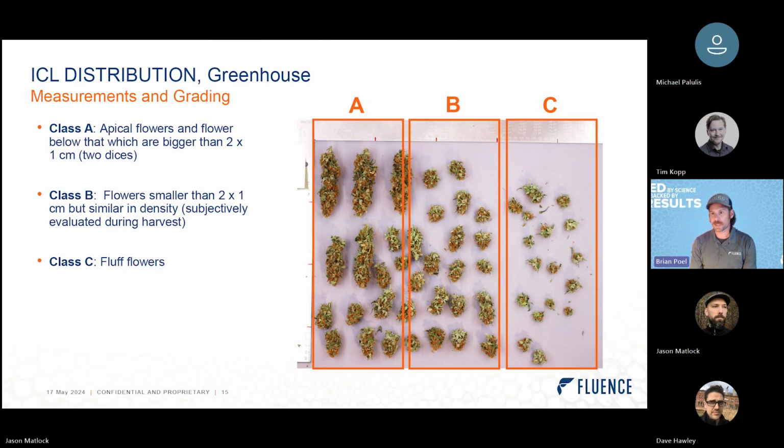And for this case, we went a step further. We'll look at total yield, but we also broke things down into grade, our class A's, B's, and C's, or our large and smalls and trim waste. We'll get into the grading results in a second.